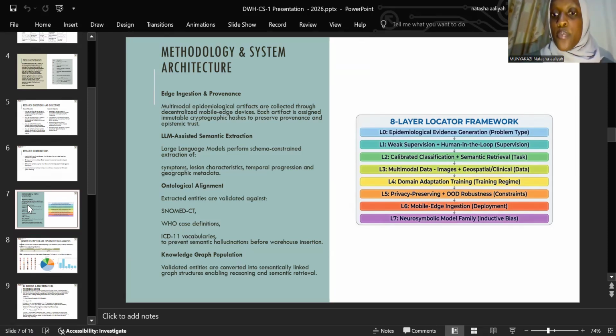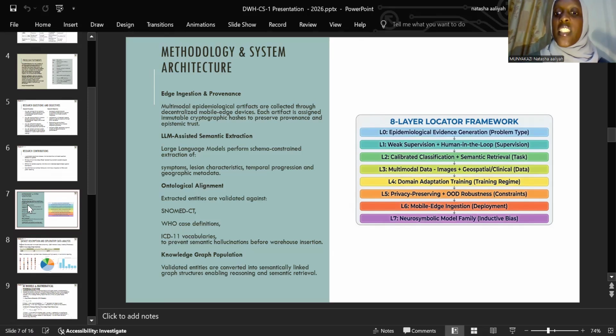a large language model performs schema-constrained extraction of symptoms, lesion descriptions, temporal progression, and geographic metadata. These extracted entities are then validated against standard ontologies such as SNOMED CT and ICD-11 to reduce semantic inconsistencies.